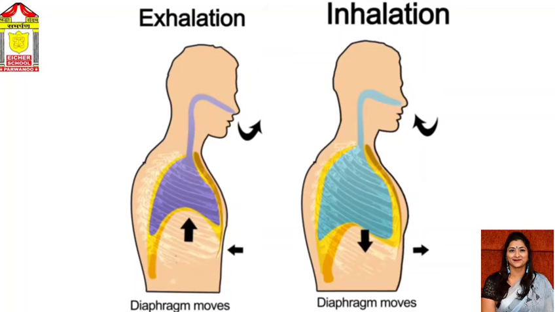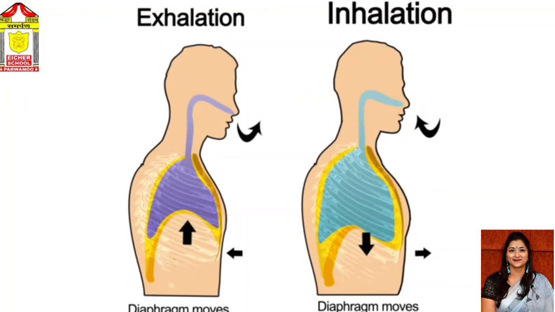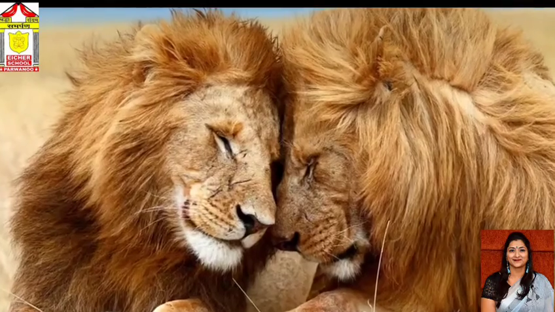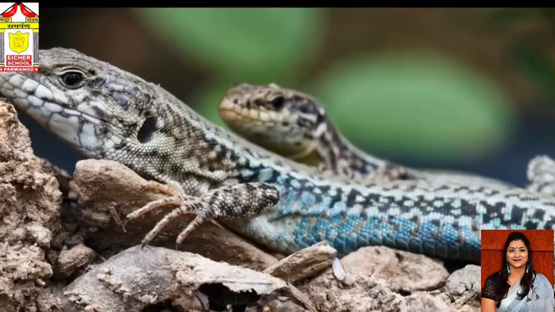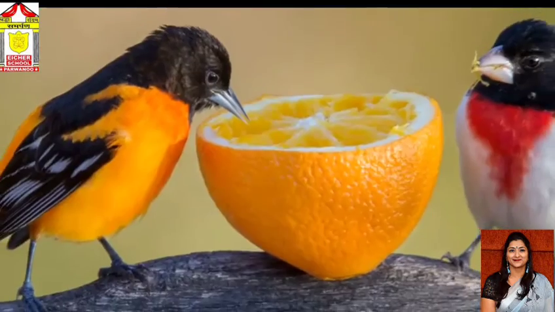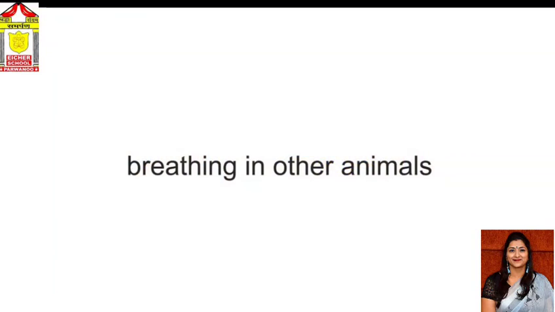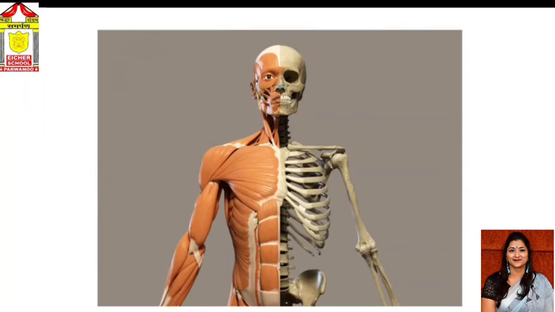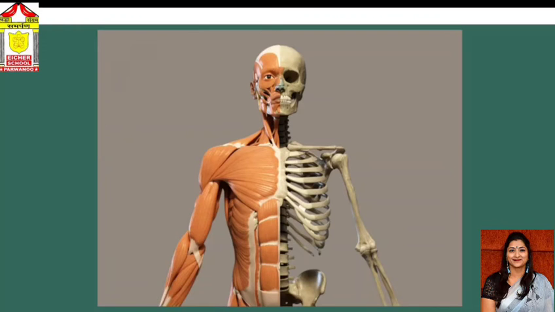Let us now try to understand how breathing takes place in other animals. Animals such as elephants, lions, cows, goats, frogs, lizards, snakes and birds have lungs in their chest cavities, like human beings. How do the other animals breathe? Do they also have lungs like those of human beings?